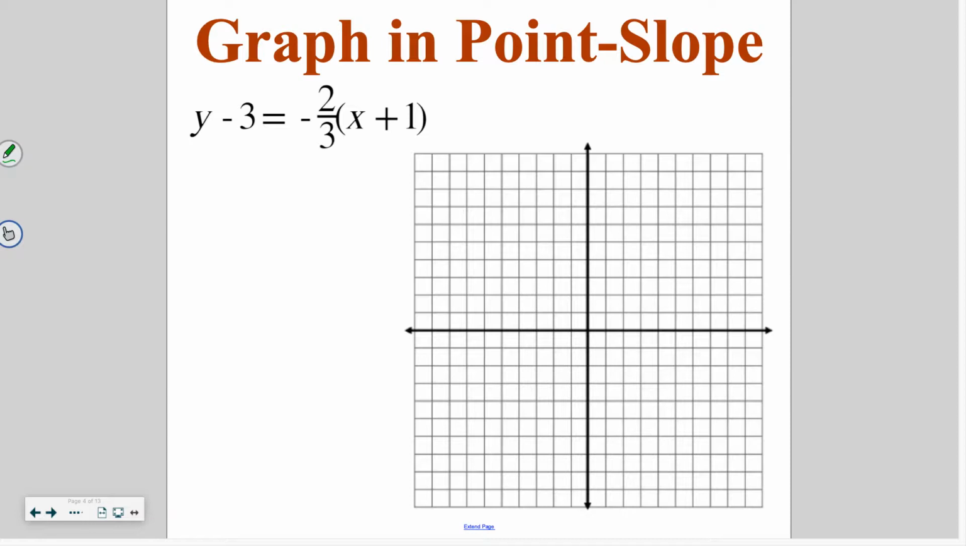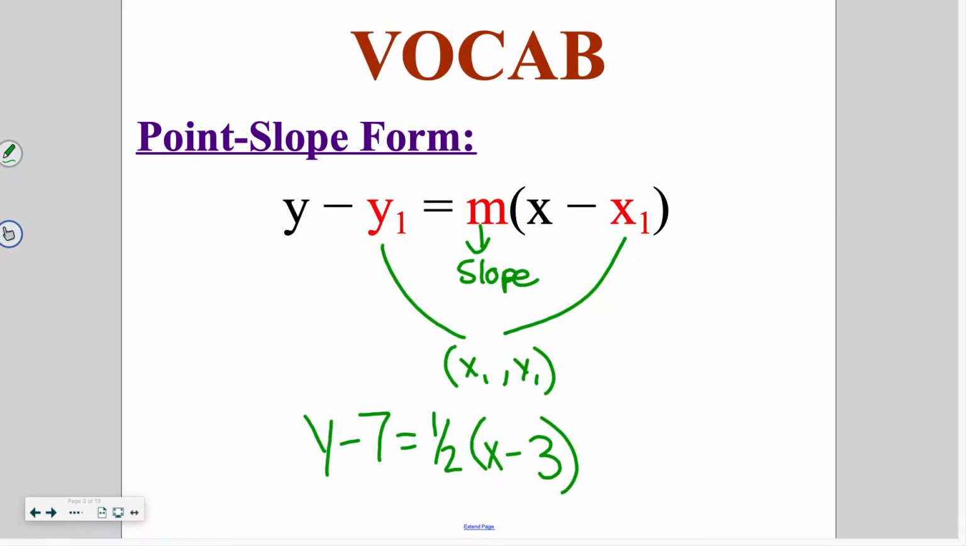When we do this, our first job is to figure out what the slope is. So we look at this and we see that our slope in this case is negative 2/3. Then we want to go ahead and look at our point. So when I come over here and look at the x value, it says plus 1. If you recall a minute ago, it said minus in our equation.